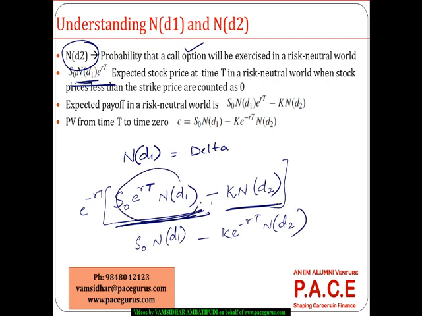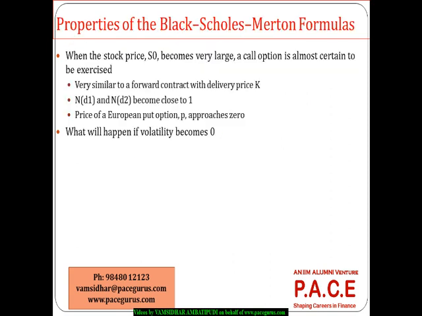So probably you can call this particular part the expected value of the stock price when the stock price is greater than the strike price itself. So that's the way we can understand N(d1) as well as N(d2).